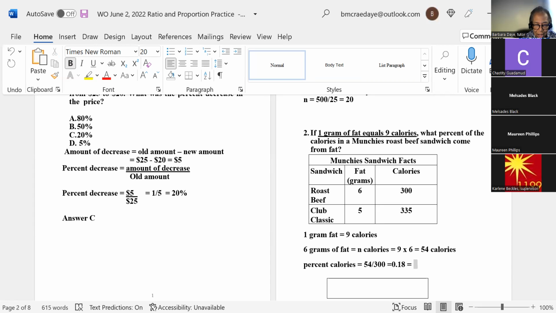Multiply by 100 or shift your decimal point 2 places to the right. So this becomes 18%. My answer is right. Got it. That's correct.